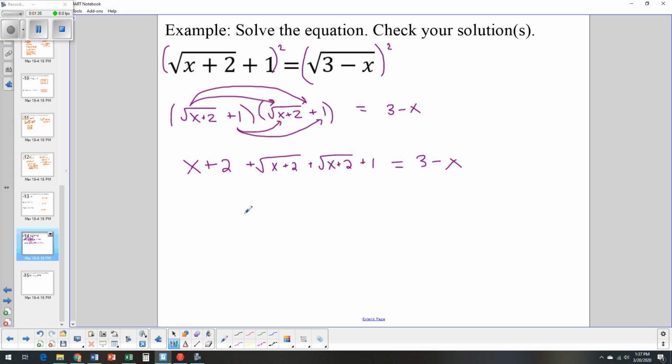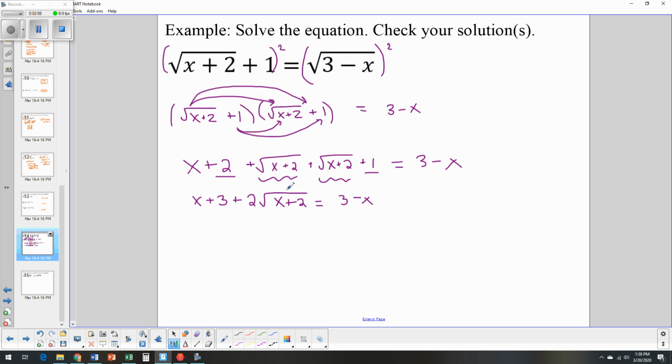So the like terms I have here are a 2 and a 1. So I now have x plus 3 so far. And then these are also like terms. When I'm adding together the square root of x plus 2 and the square root of x plus 2, I really get 2 times the square root of x plus 2. All right, and I'm going to bring down my 3 minus x.